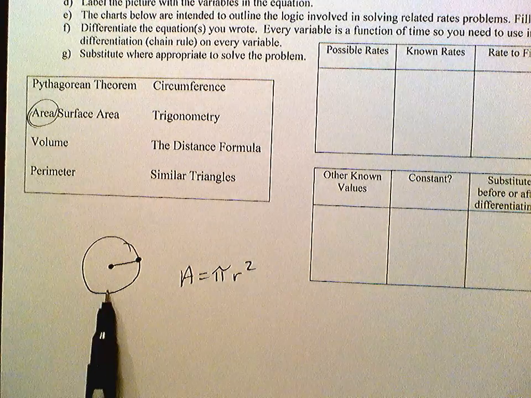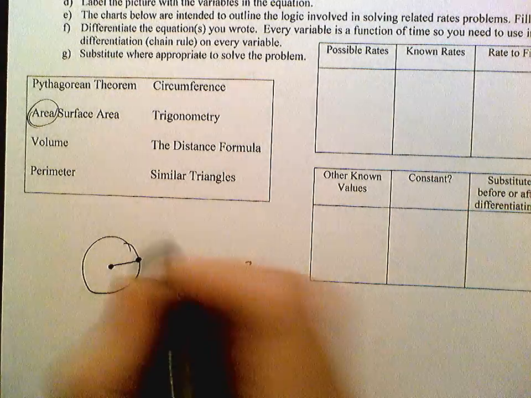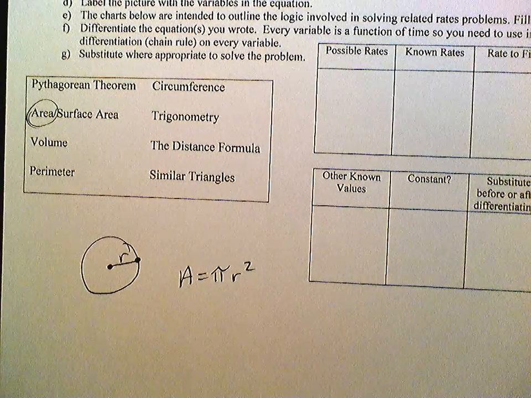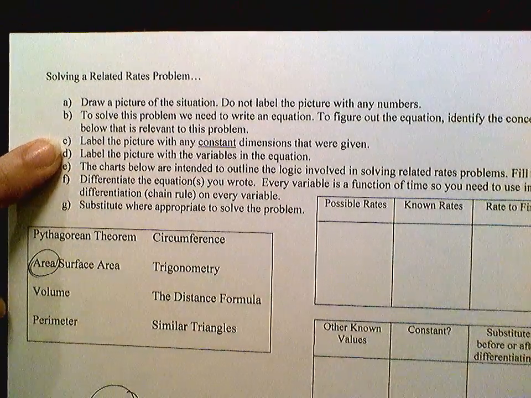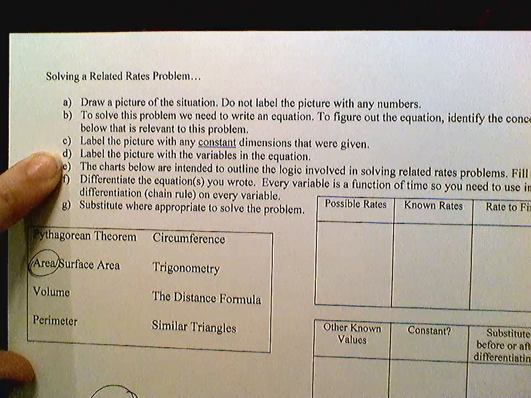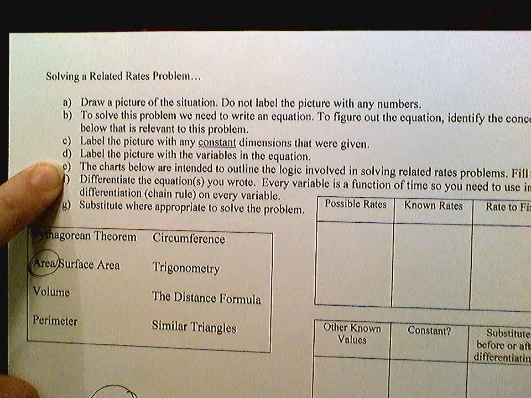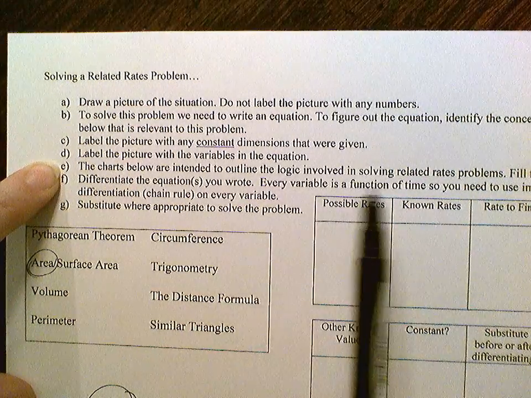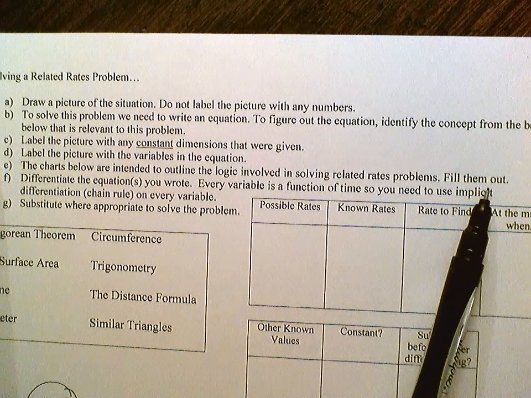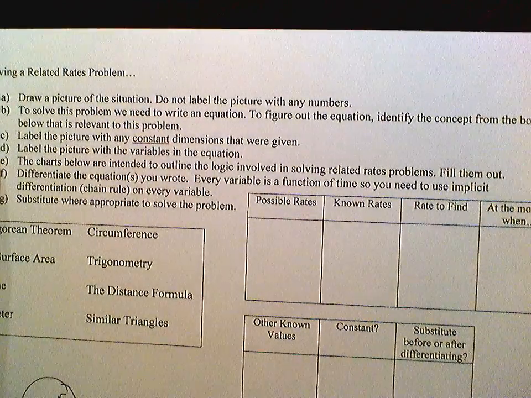So I'm not going to label this picture with any numbers. But what I will do is put an R there for the radius, which is changing. Okay, so I labeled it. That was part C. Part D: label the picture with the variables in the equation. I just did that. The charts below are intended to outline the logic involved in solving related rates problems. Fill them out. Okay, so possible rates.